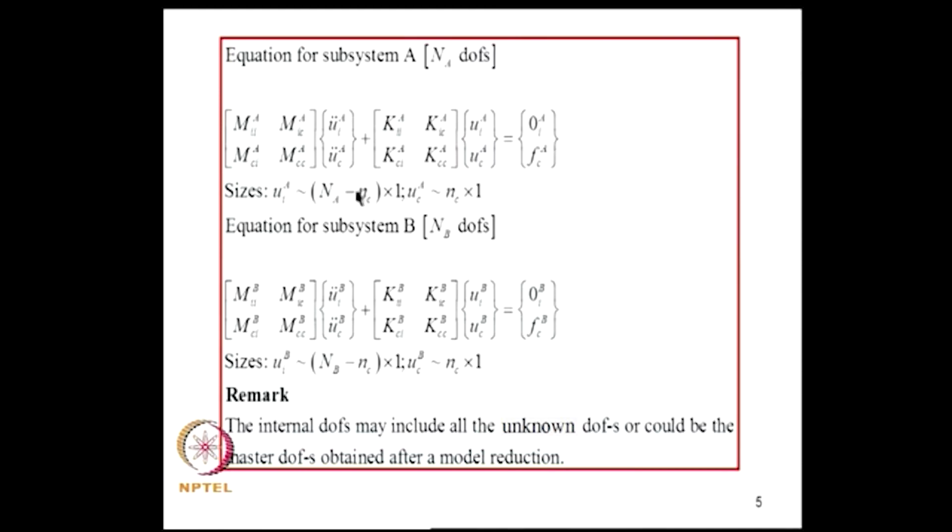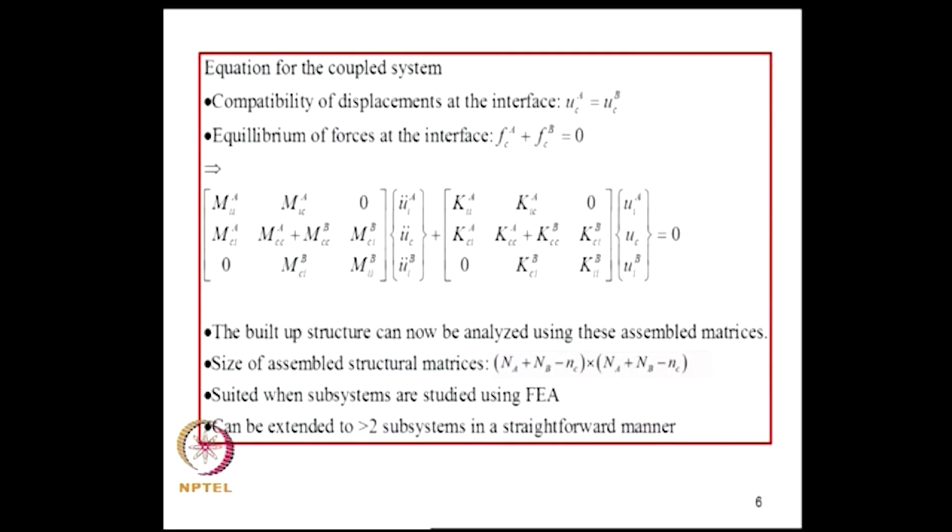Now, if NC is the size of UC, that is coupling degrees of freedom, then UIA will have NA minus NC degrees of freedom, the size of this vector will be that. Similar equation for subsystem B with NB degrees of freedom can also be written, which is as shown here. Now, the interior degrees of freedom may include all the unknown degrees of freedom or could be the master DOFs obtained after a model reduction. That means while arriving at this one may use a condensation technique inbuilt into that if need be.